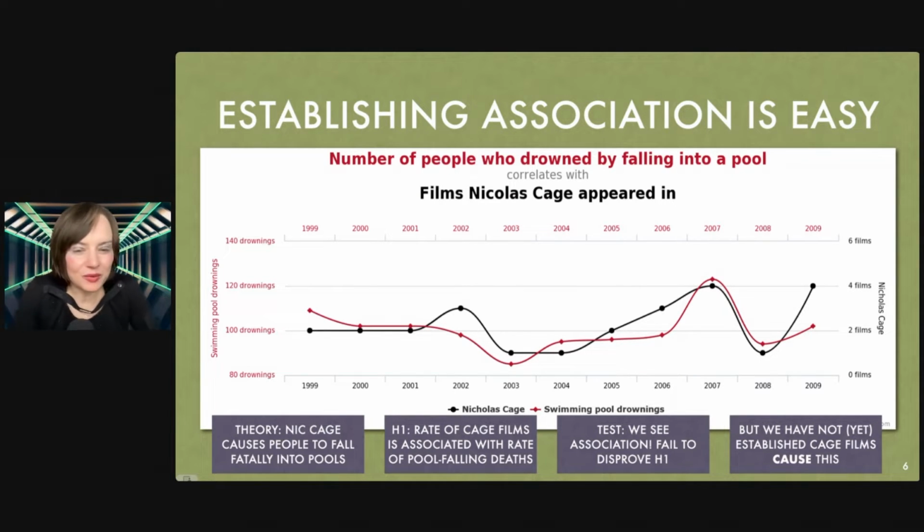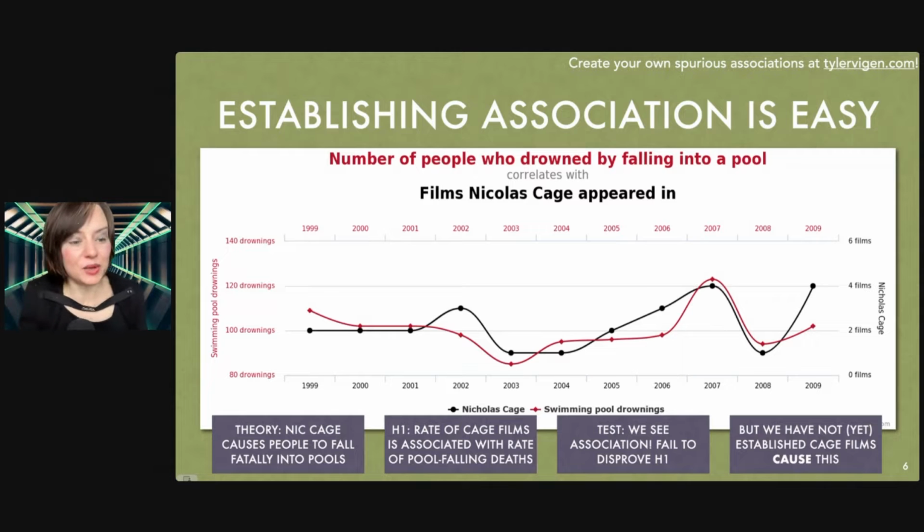But generally speaking, we all kind of know this is silly, or we think that even if there is a correlation, it's probably there because Nick Cage films tend to come out in the summer and people tend to swim in the summer. That's probably the story here. But that doesn't mean getting rid of Nick Cage films is going to save people from drowning. So it's an association, relatively easy to establish, very difficult to say much more causally with just this alone.